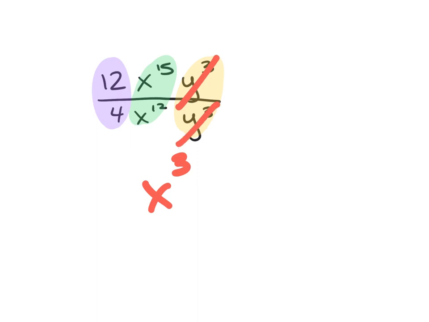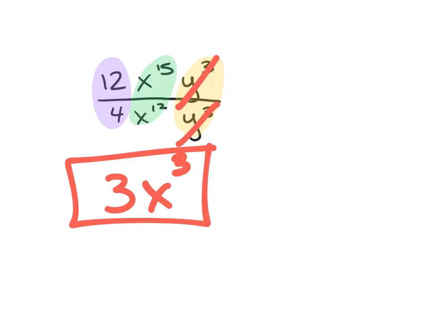And again, just like with multiplying, if I have 12 over 4, that means 12 divided by 4. I'm not subtracting here. I'm actually dividing. The rules for numbers stay the same. So 12 divided by 4 is 3. So the answer here would be 3x cubed.